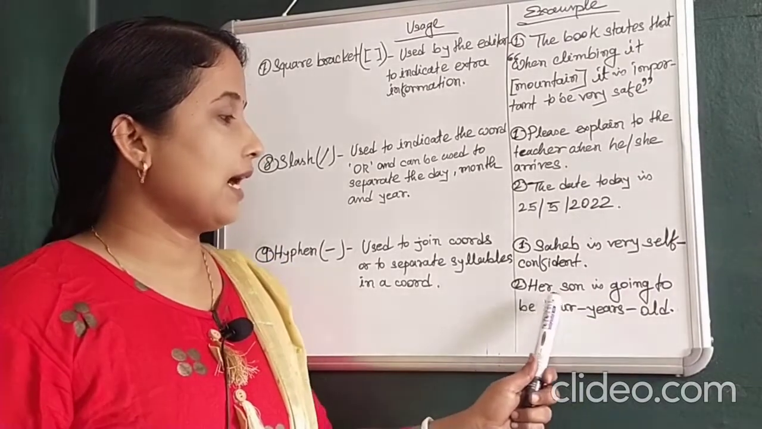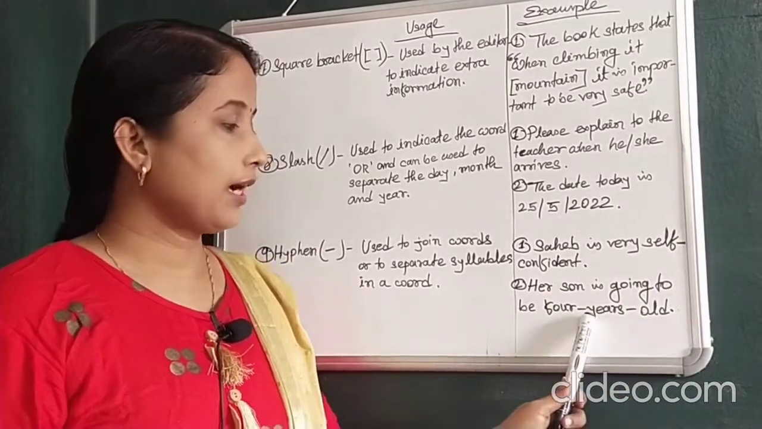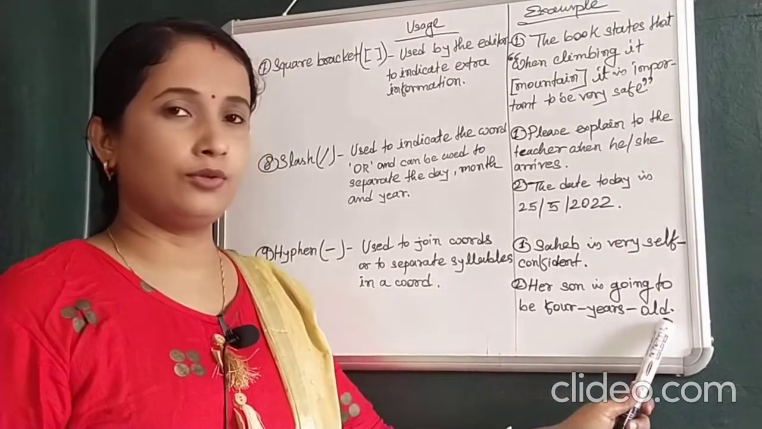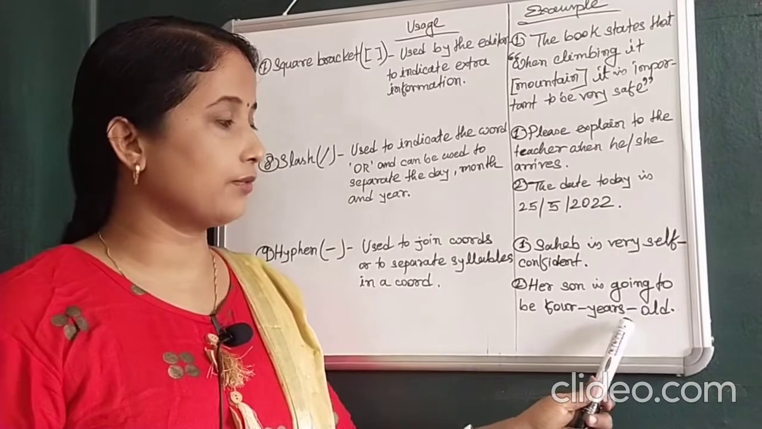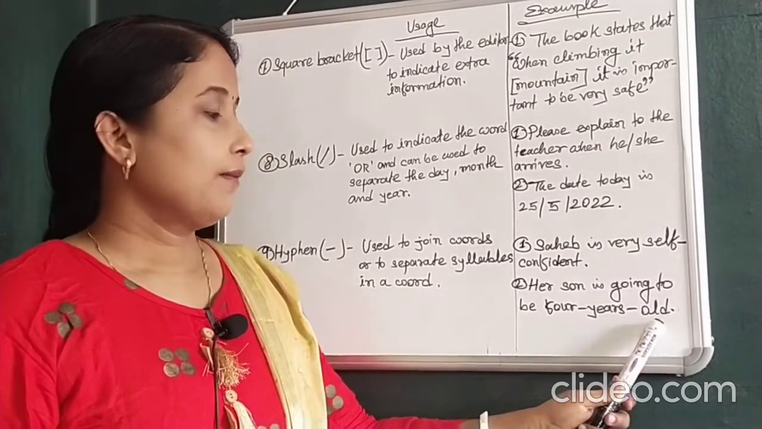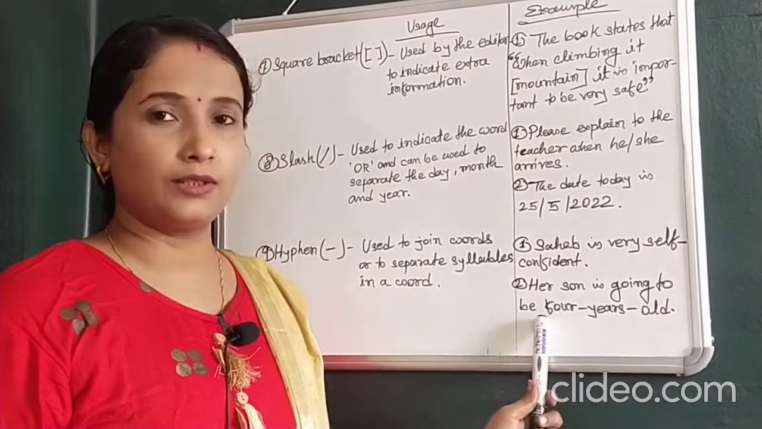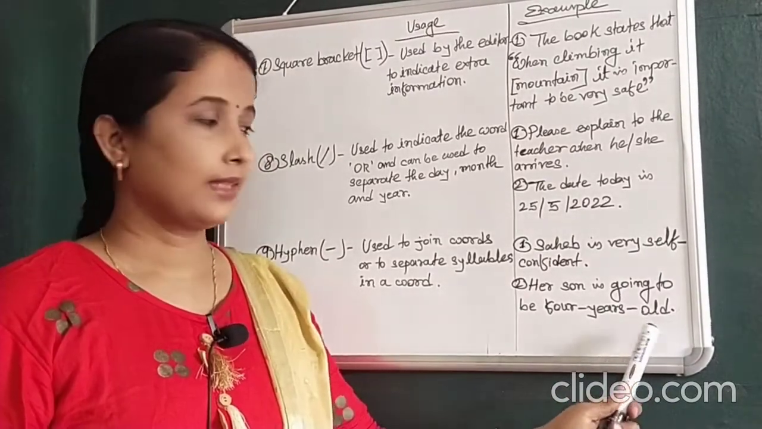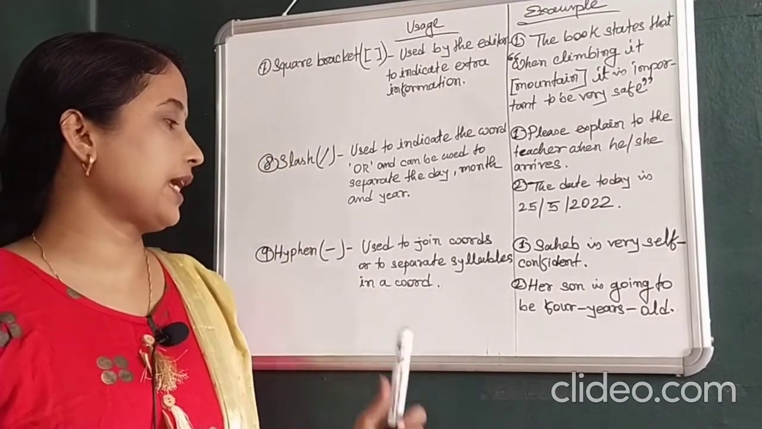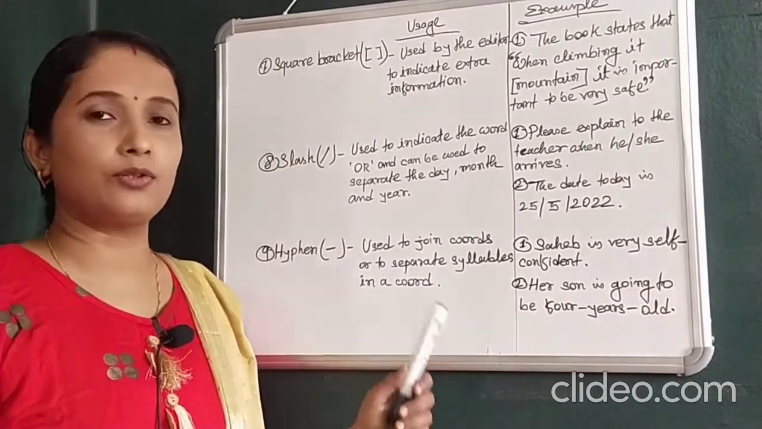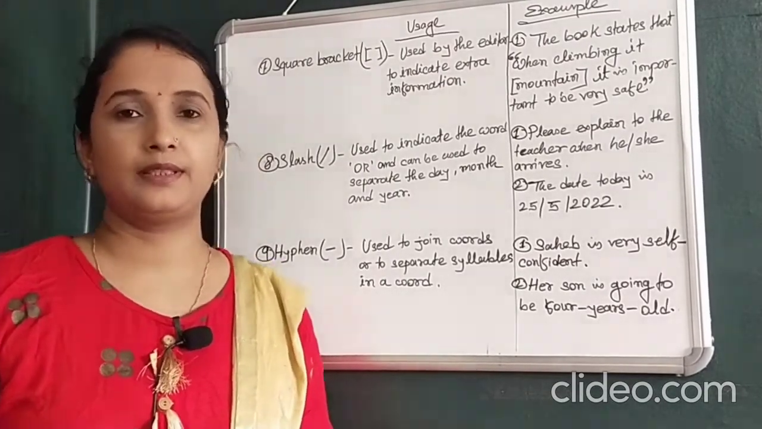Next example, her son is going to be 4-years-old. Here 4 is one word, years is one word, old is one word. But by using hyphens, we join these three words into one word, 4-years-old. So we use a hyphen to join words or to separate syllables in a word.